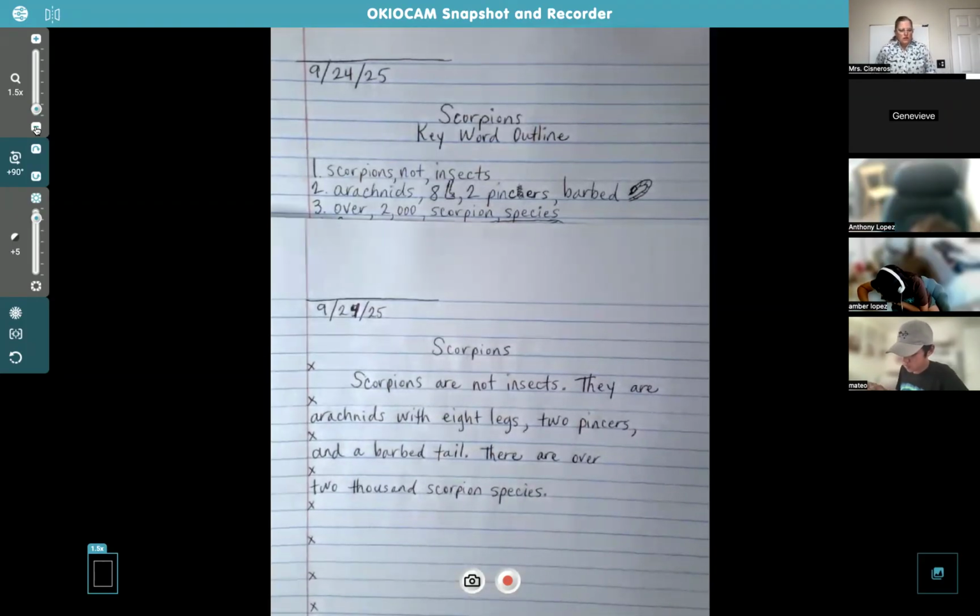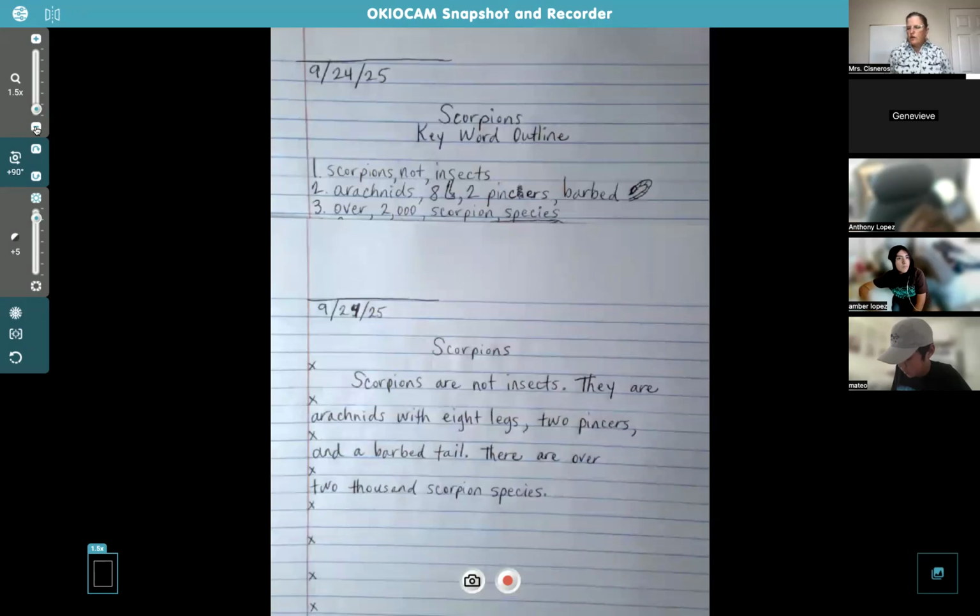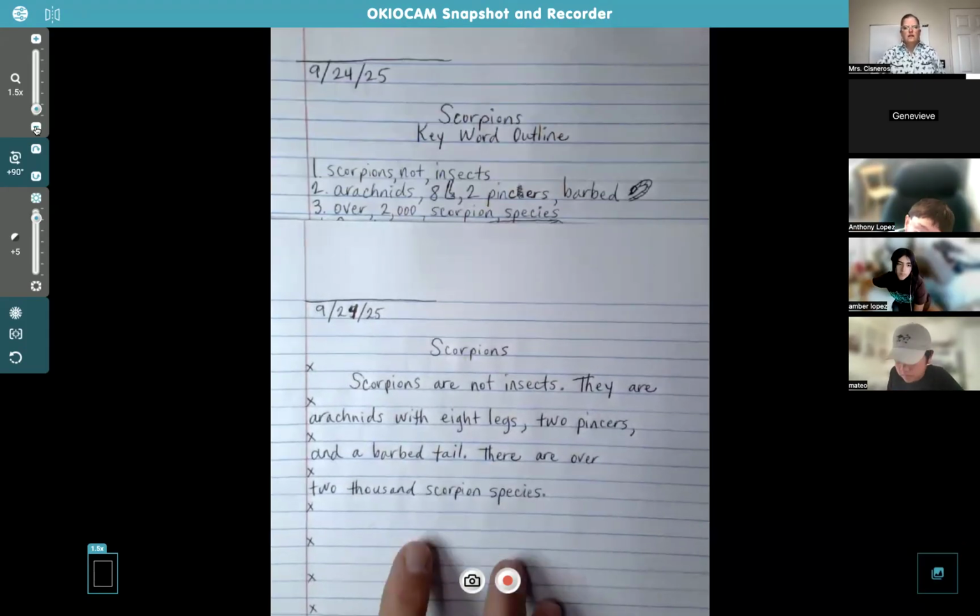Now, some of you, I think, are already typing your papers. If you're typing, that's good. If you're not typing, you're going to handwrite it like this. If you are typing, make sure you set the page to double space. If you need help with that, you can ask a parent or an adult in your house how to double space something. But if you're handwriting it, you're going to keep going like this, okay?